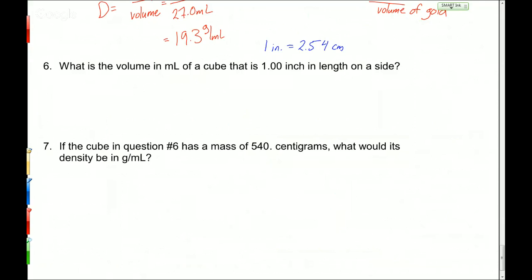If you got the volume of the cube, go ahead and see if you can calculate its density in grams per milliliter. If not, just wait a couple minutes and we'll go through it together.